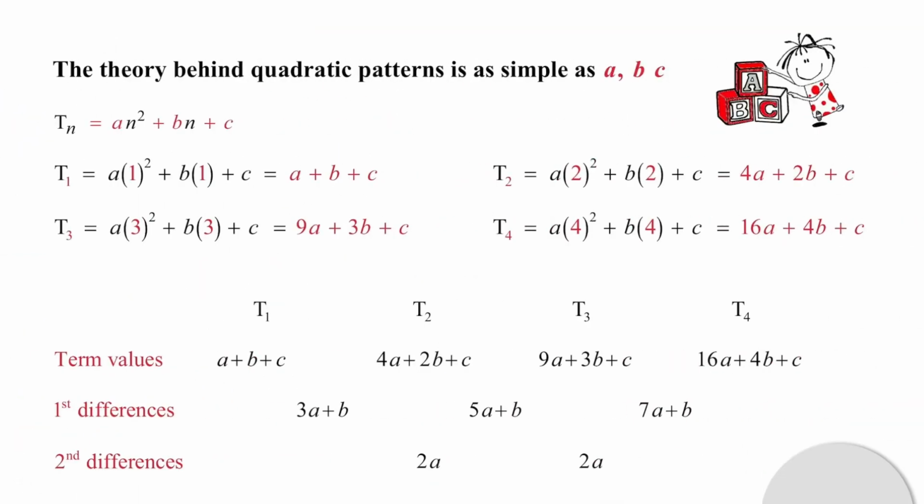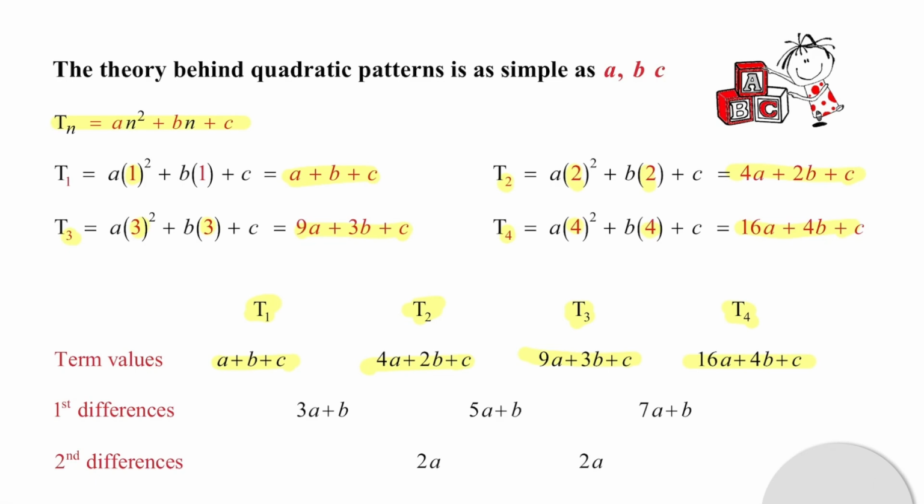The theory behind quadratic patterns is as simple as ABC. If we take the formula for a quadratic pattern and we substitute 1, we end up with a plus b plus c as the value of the first term. Taking the same formula, this time substituting 2, we end up with 4a plus 2b plus c, the value of the second term. Substituting 3 for n gives us 9a plus 3b plus c, the value of the third term. And finally, substituting 4 gives us 16a plus 4b plus c, the value of the fourth term.